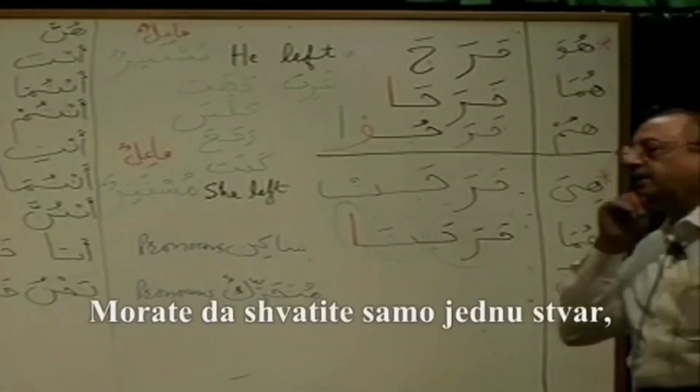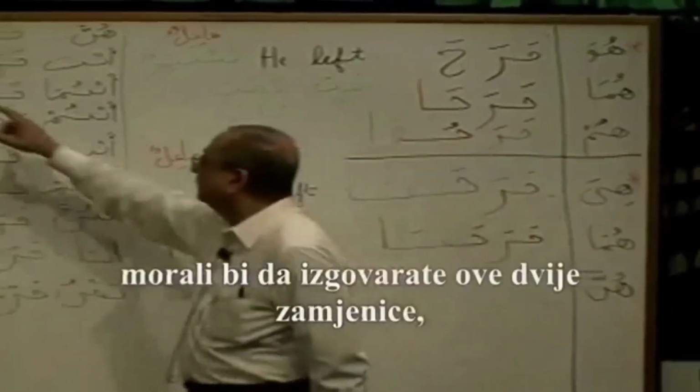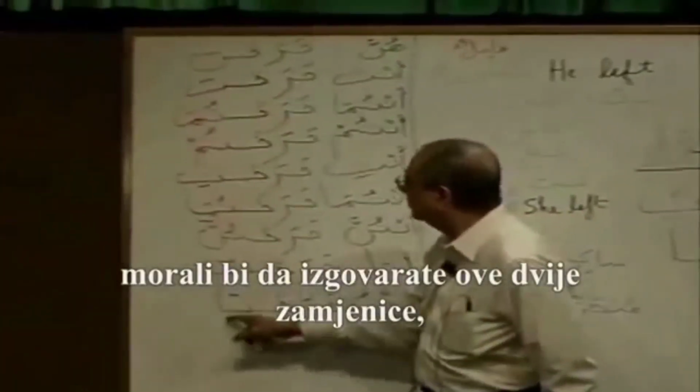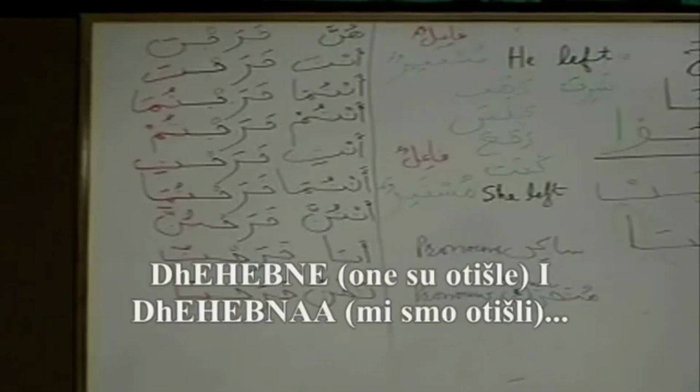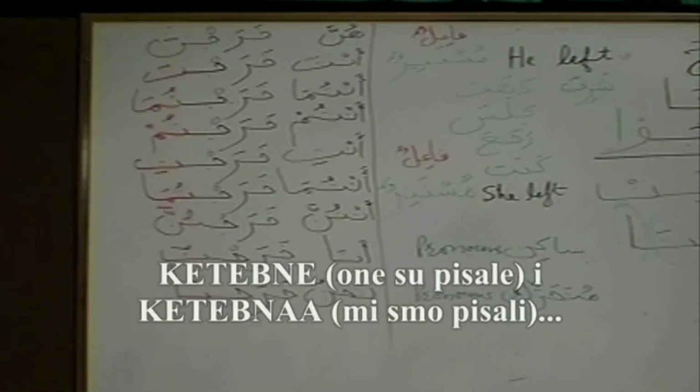You have to only understand one thing, that you should pronounce these two in such a way that there is a distinction. They should not sound same. Kharajna and kharajna. Zahabna and zahabna. Jalasna and jalasna. Katabna and katabna. You have to differentiate between them.